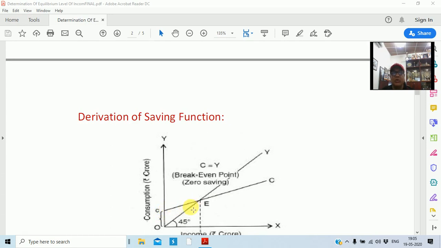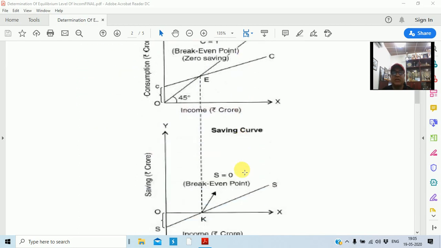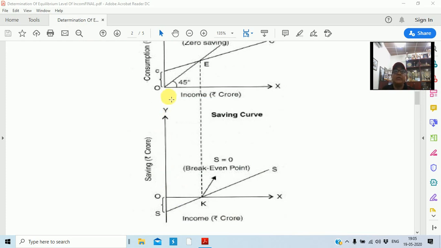Initially, consumption is more than income. At a point, consumption is equal to income, and after that point consumption is less than income. From this we will derive the saving function. See here, when income is at 0 level, the consumption is OC. So during that time your savings are negative. How much? OS. So OC is equal to OS. This OC is called autonomous consumption, and this OS, negative savings, is called dis-savings.